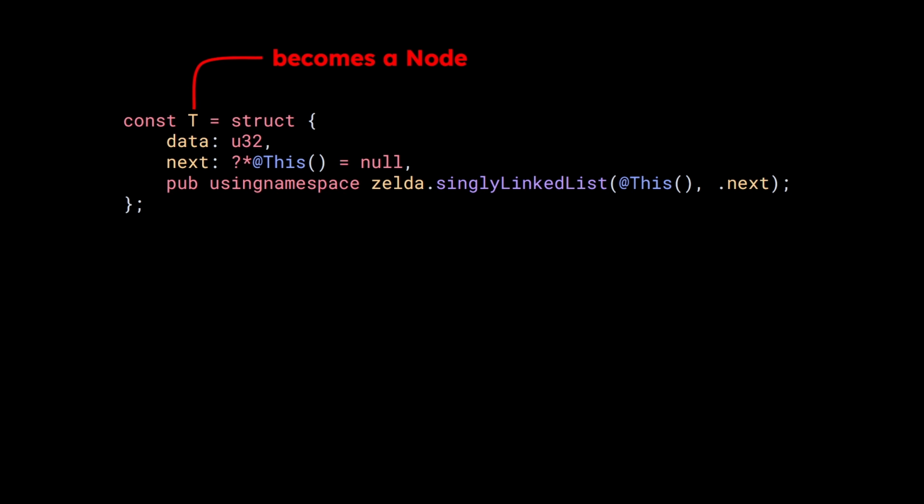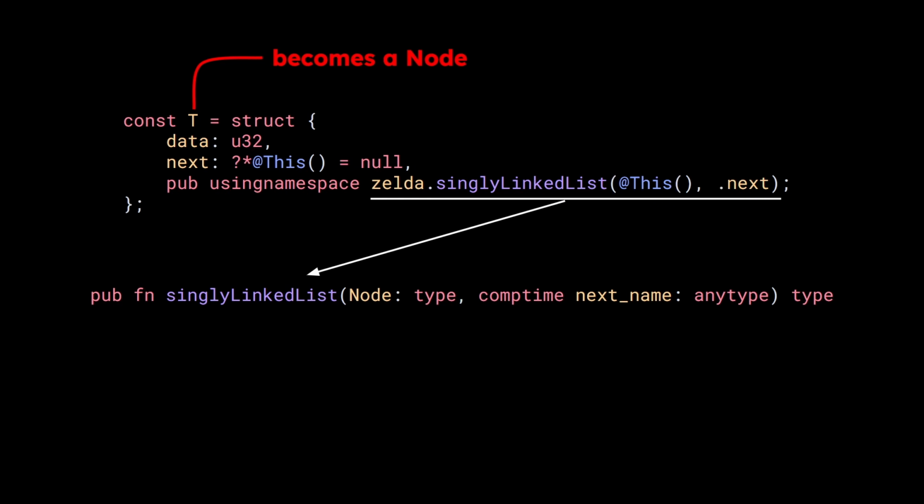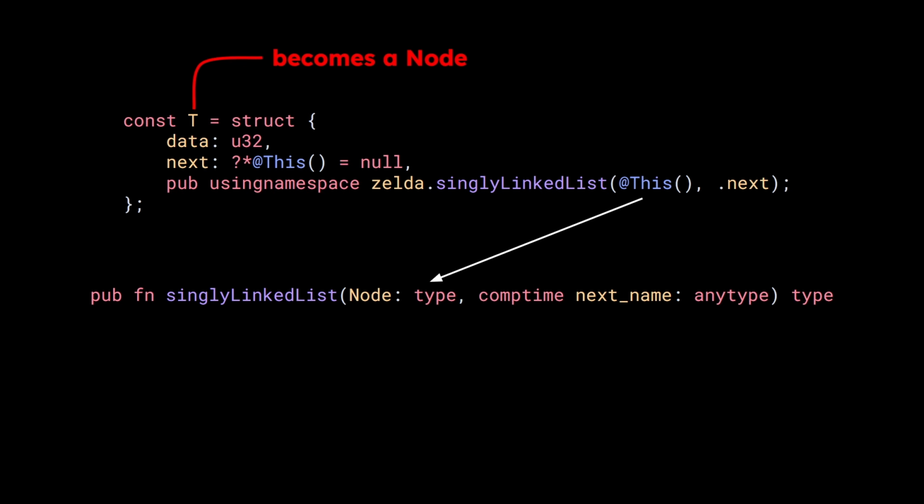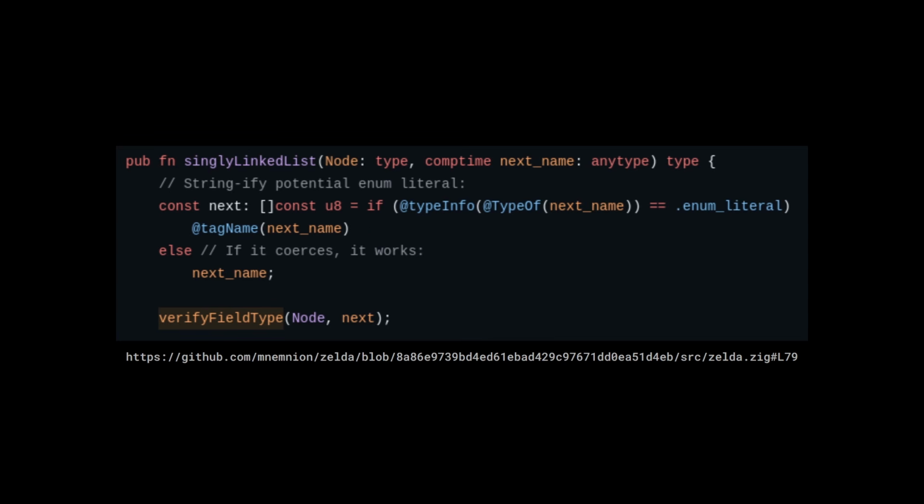This isn't straightforward, so let me guide you a little bit. We first start by calling the Zelda SinglyLinkedList function, which takes two arguments. The first one is the type of our struct we want to turn into a node, and the second one is the name of the field used to point to the next node in the list. Here, in this function call, the .next is an enum literal, but we can also use a string, because if we take a look at the source code, if we give it an enum literal, it transforms it into a string and stores it into a slice. Otherwise, it just takes a slice of the string.